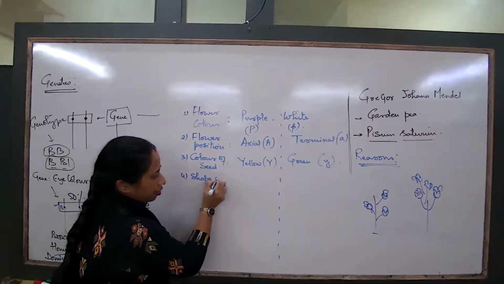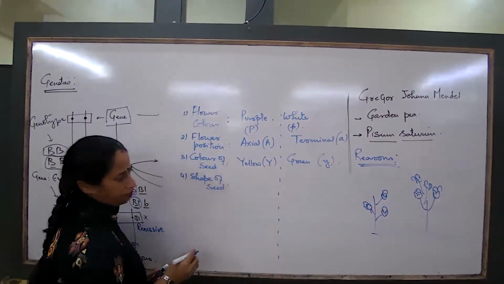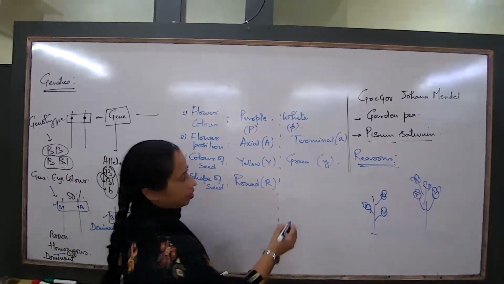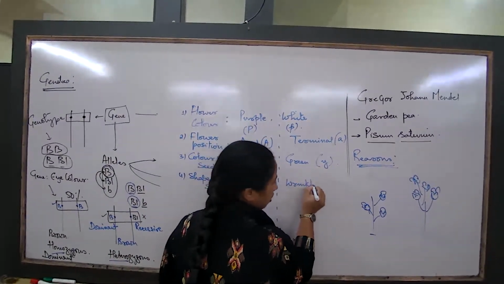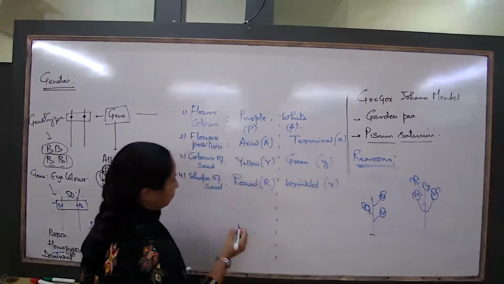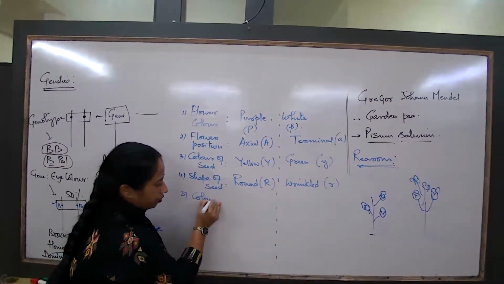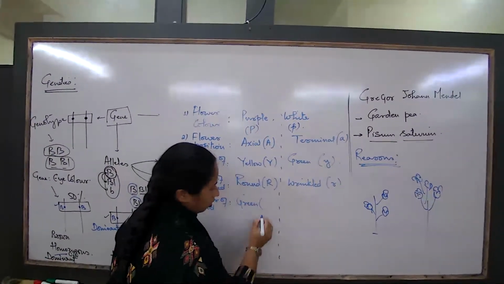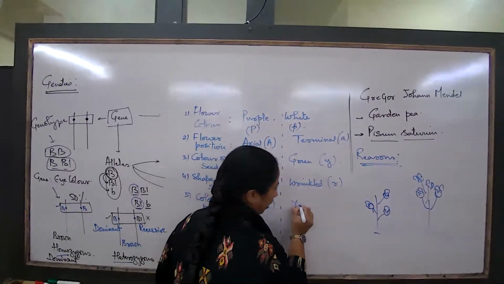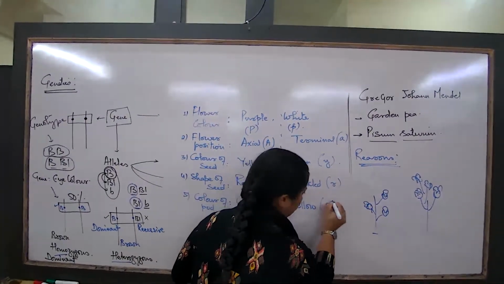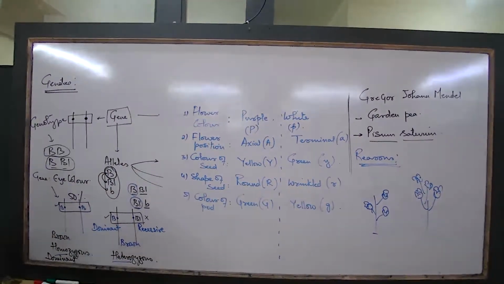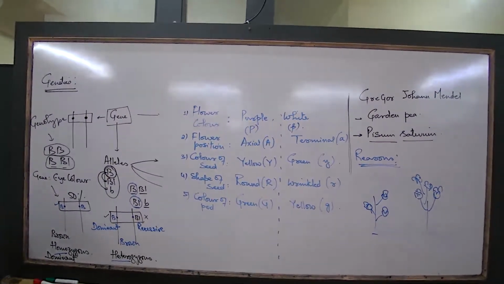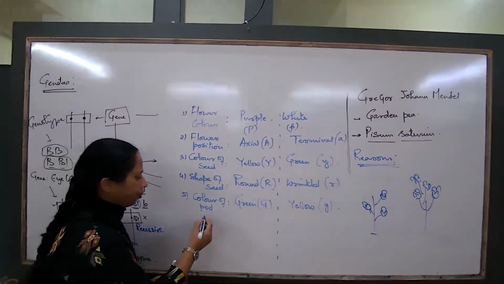Shape of seed. What are the shapes? Round. Round being dominant, we will use capital R. And wrinkled being recessive, small r. Color of the pod. Green, capital G, and yellow, small g. Make that table out of it.